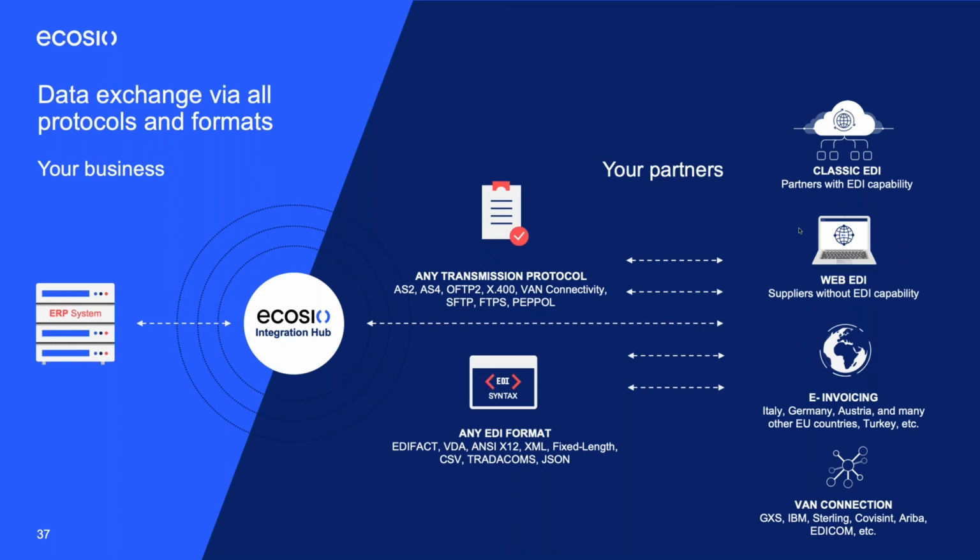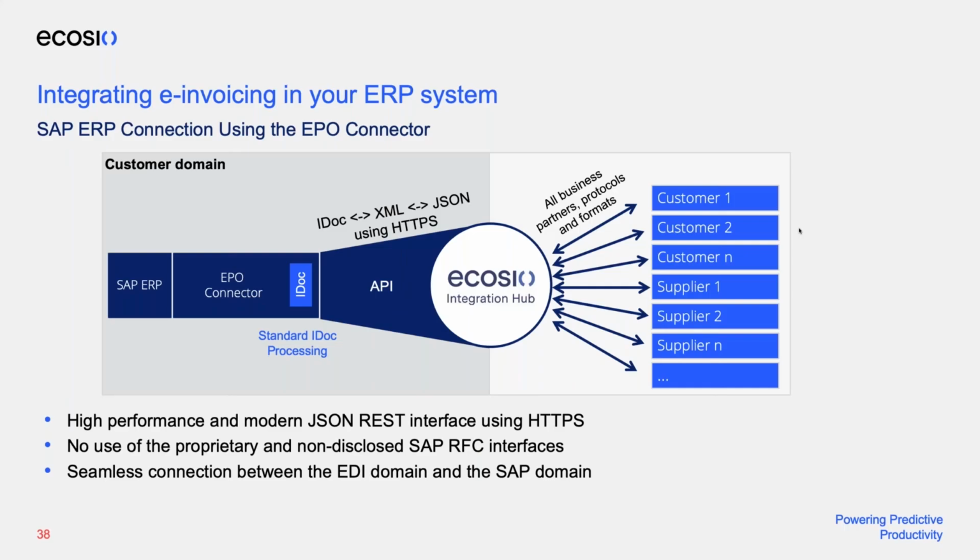So at the very bottom, as we can see, e-invoicing. Various countries have various requirements, such as Italy, Germany, and Austria, and the service provider helps to abstract from these local requirements, and allows you to seamlessly send and receive e-invoicing using one single connection. So how do we achieve the integration of the ERP system into the integration hub? That is one key question. Actually, there are two different ways.